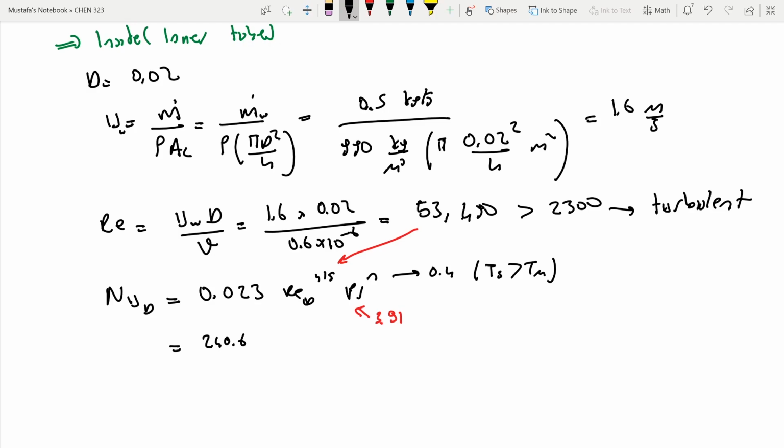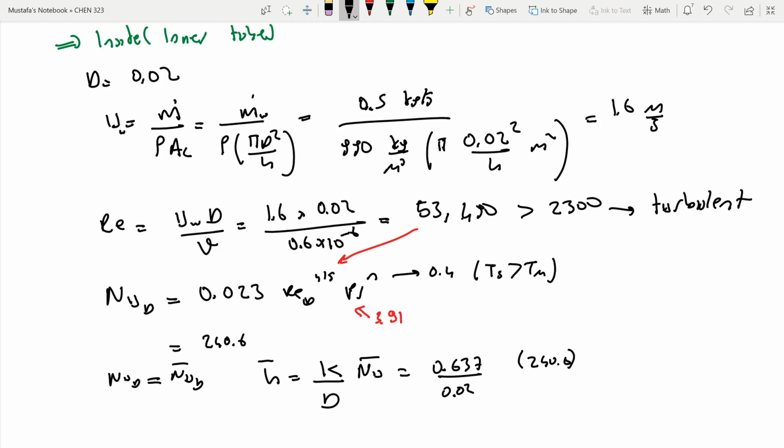So that means I can calculate H simply by K over D Nusselt number. So K is for water 0.637, diameter is 0.02, and the Nusselt number is 240.6. So you have 7,663 watt per meter square per Kelvin for H inner.